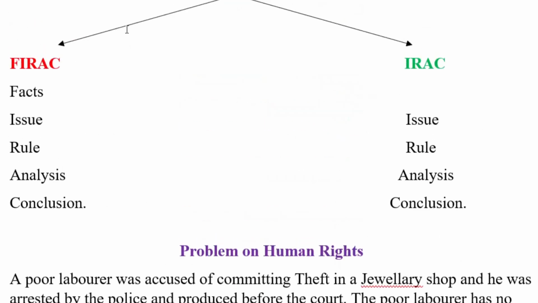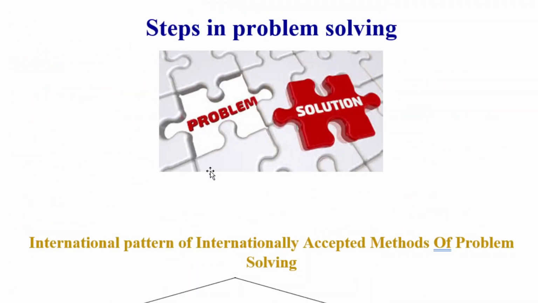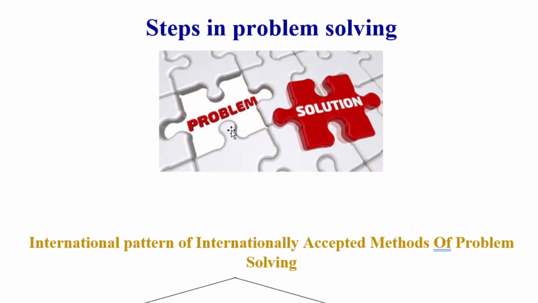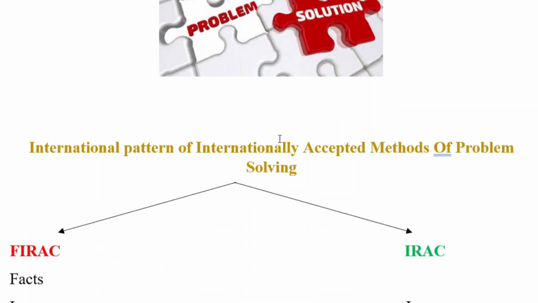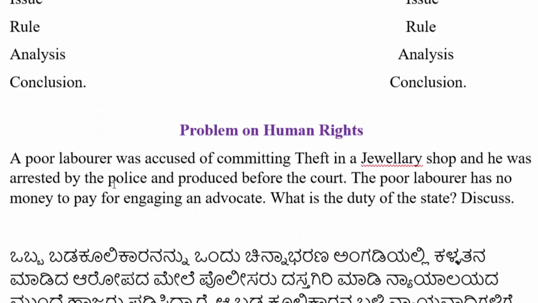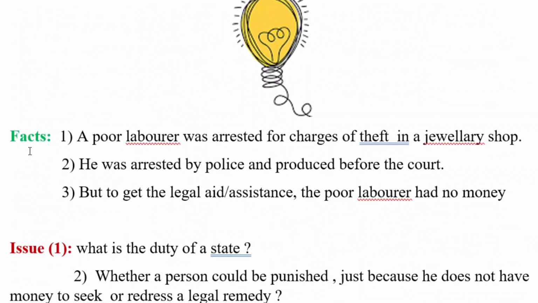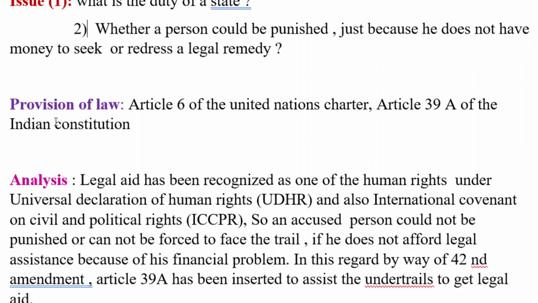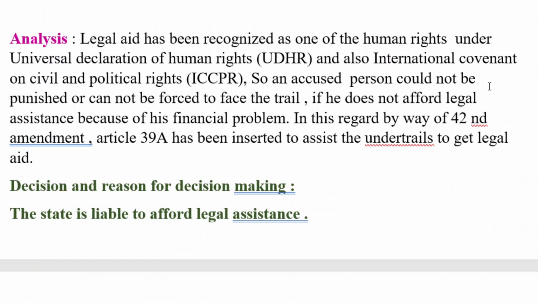Here I am telling you with regard to how to solve the problem solving questions. Later I will come to how to solve the simulation exercise. Here my attempt is only to make you understand the difference between the problem solving question and the alternative dispute resolution system simulation problem. Here in this method you have to solve the problems. So first you have to write the facts. Simply you have to make it simplified facts. Then you have to write the issue. Then you have to write the provision of law. Then you have to make the analysis.